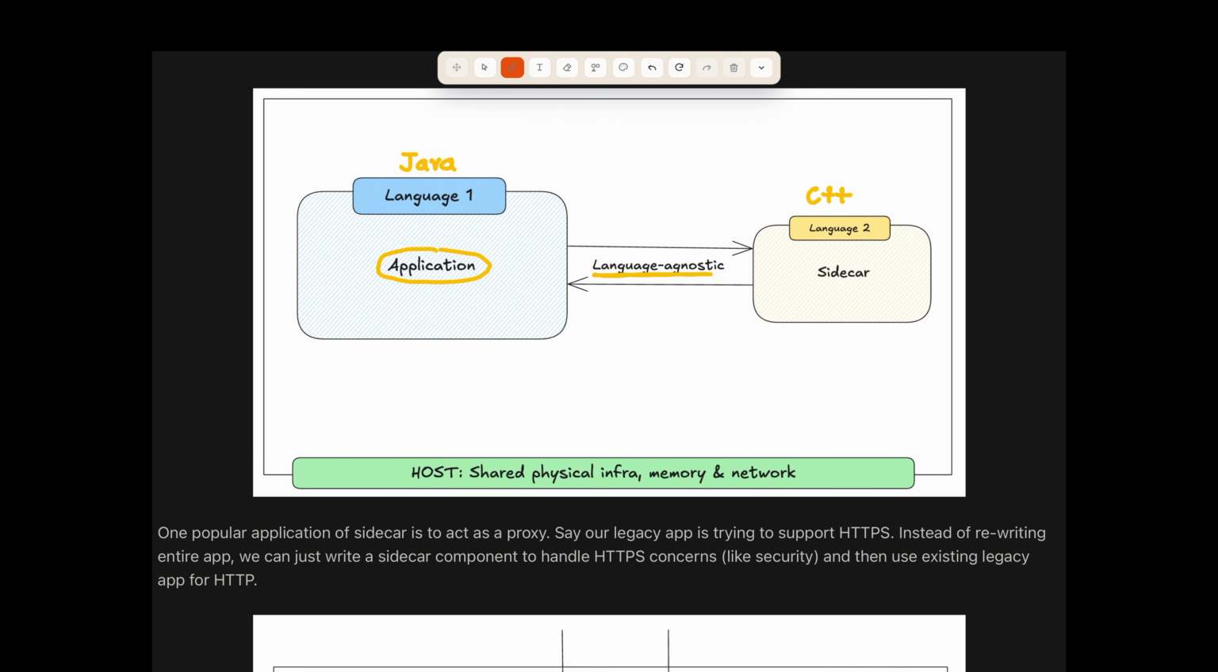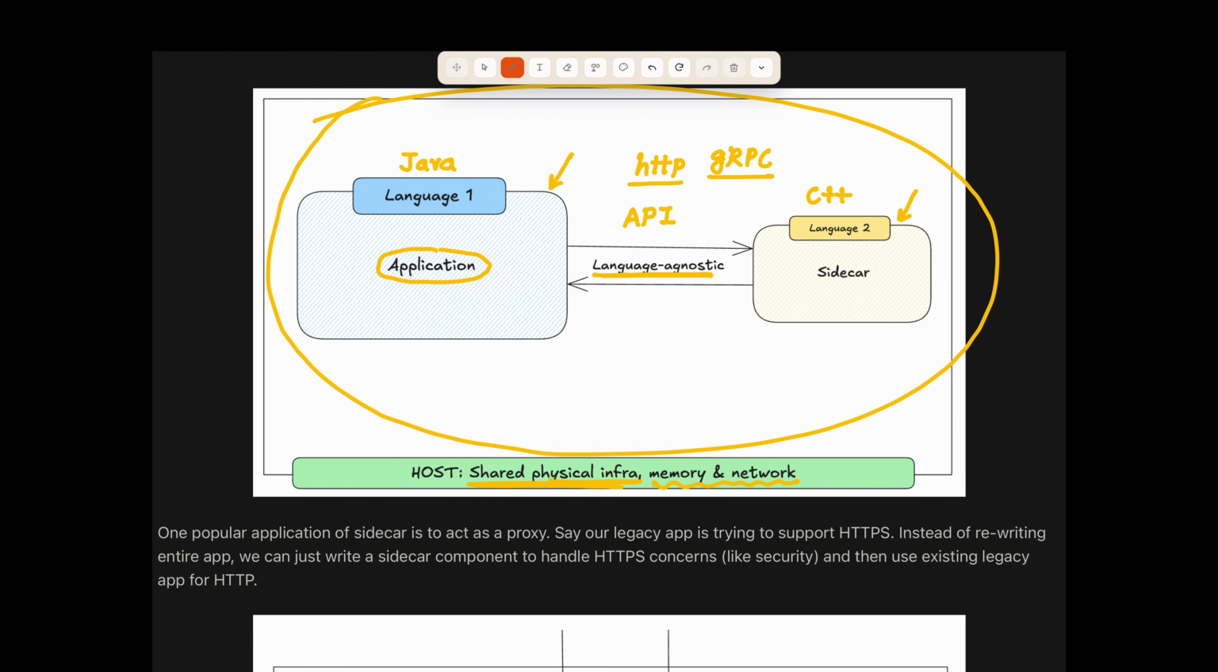This is language agnostic. That means the communication between the main application and the sidecar is not dependent on the language in which the main and the sidecars are implemented. They can be done over some APIs, let's say gRPC or HTTP, which are language agnostic. They extend some contract, and based on the contract, they communicate with each other. And they are deployed on the same physical host. So this is a shared physical infra, memory and network. So this is a host, and in this host, both the applications are deployed, the main application and the sidecar.